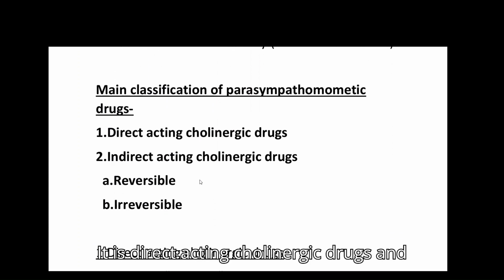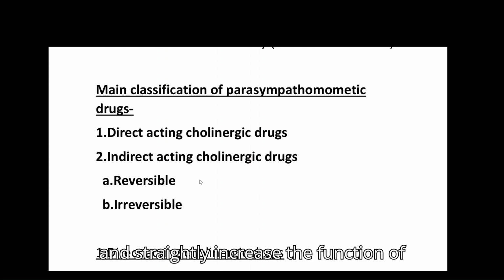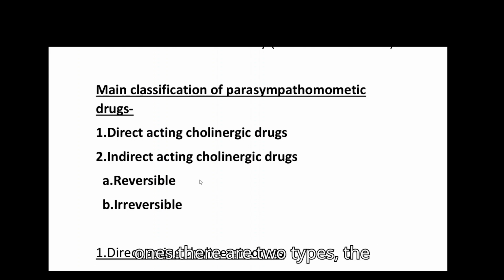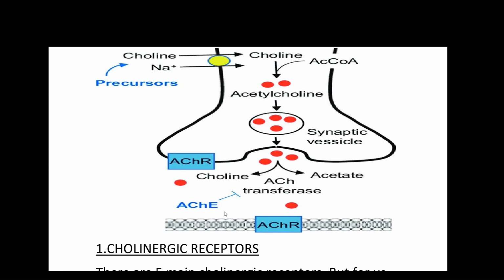It is direct acting cholinergic drugs and indirect acting cholinergic drugs. Direct acting means it will bind with these receptors and straightly increase the function of the parasympathetic system. But in indirect ones, there are two types: the reversible ones and irreversible ones. In the indirect ones, they basically act on this acetylcholinesterase enzyme. Either they could inhibit this acetylcholinesterase enzyme reversibly or irreversibly.